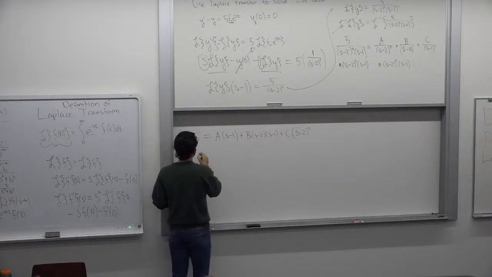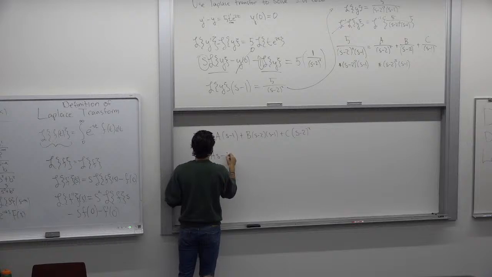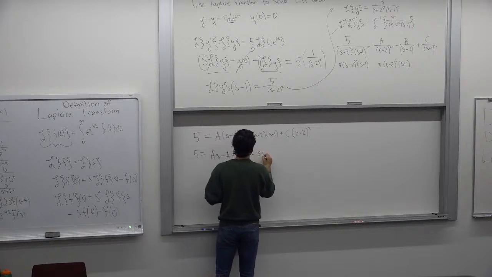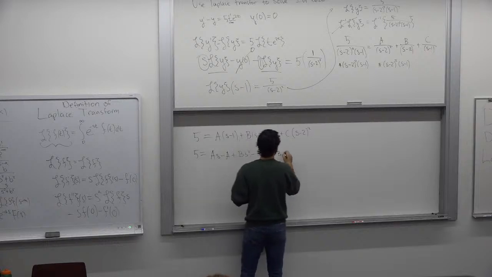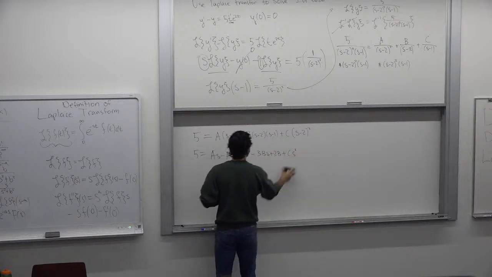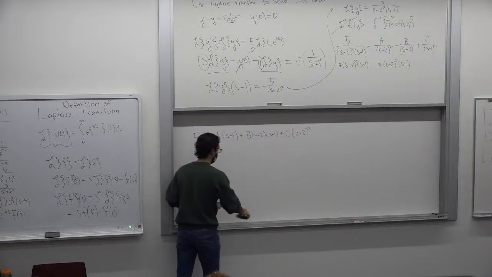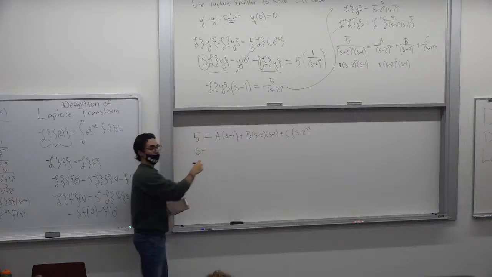I'm just going to multiply... Oh wait, no, I don't want to do that. Sorry. Erasing this. You could do it that way, but I need to do it the other way. So we're going to use values of s.